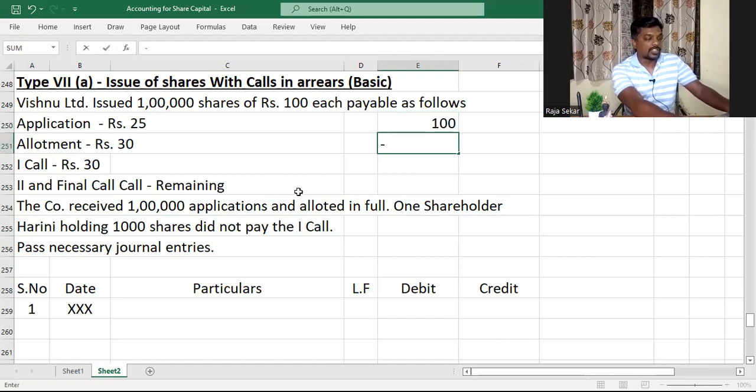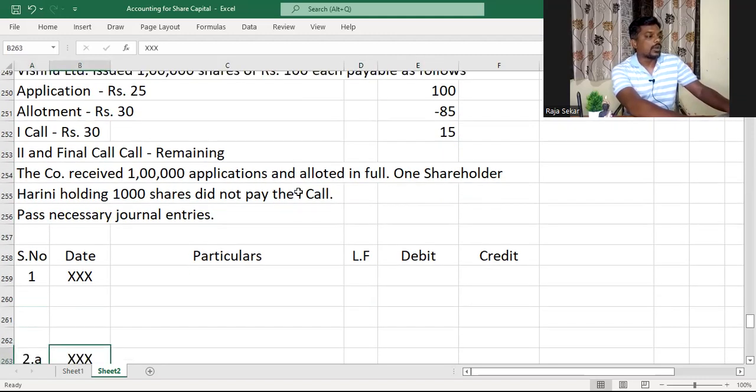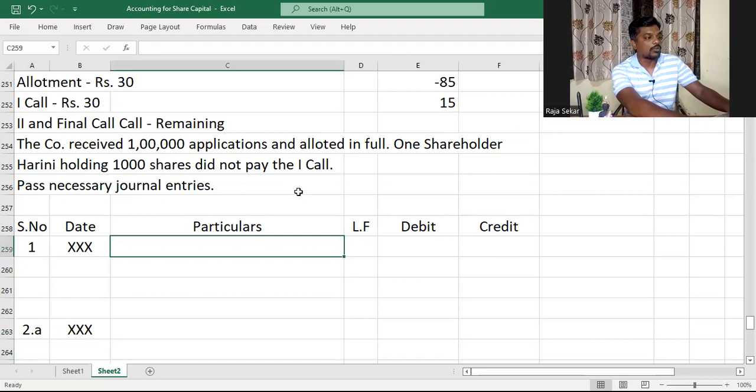Well, let's first find out the amount receivable with the second call. The issue price of the share is 100, and in application we received 25, and allotment 30, and in first call we are receiving 30. So we received 85. So along with the second and final call, we're supposed to be receiving 15 rupees. All right, let's go ahead and account for this and understand how to account for calls in arrears.